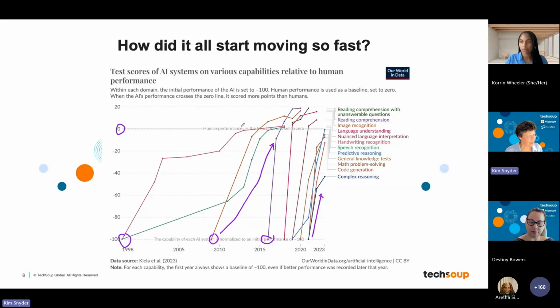But you can see a lot of these capabilities are kind of going above the human performance benchmark level. Oh dear. Is that a corn Ferris wheel? Anyway, I won't distract myself.